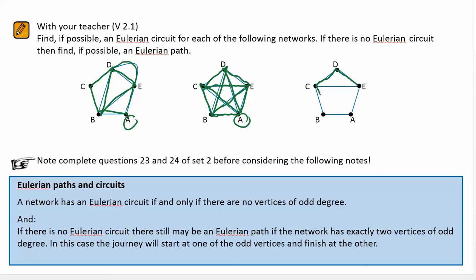So starting at E, C, B, A, E, and I end up at C. Started at E, ended up at C. An Eulerian path. Eulerian circuits existed for the other ones.